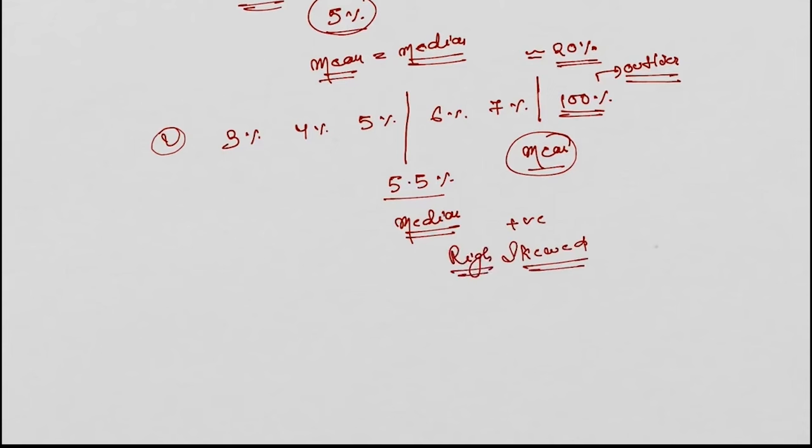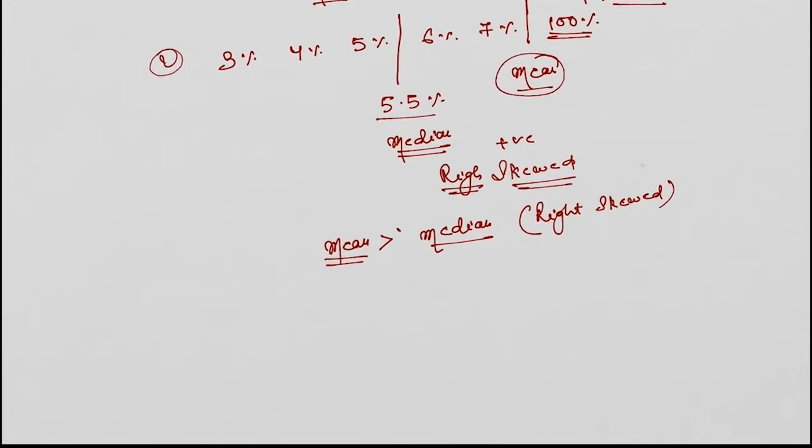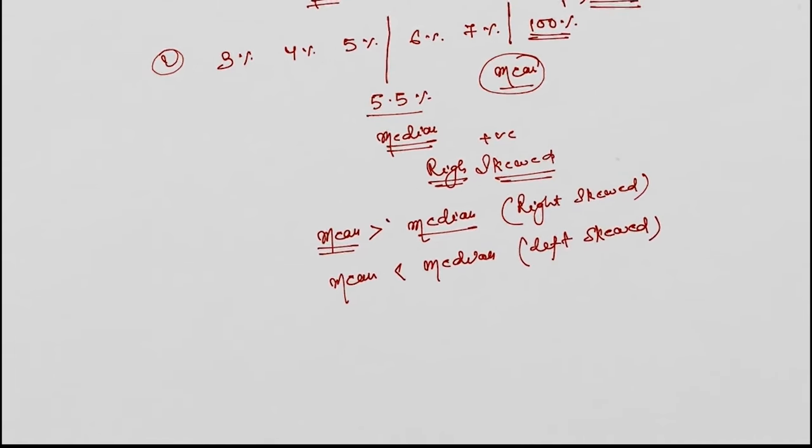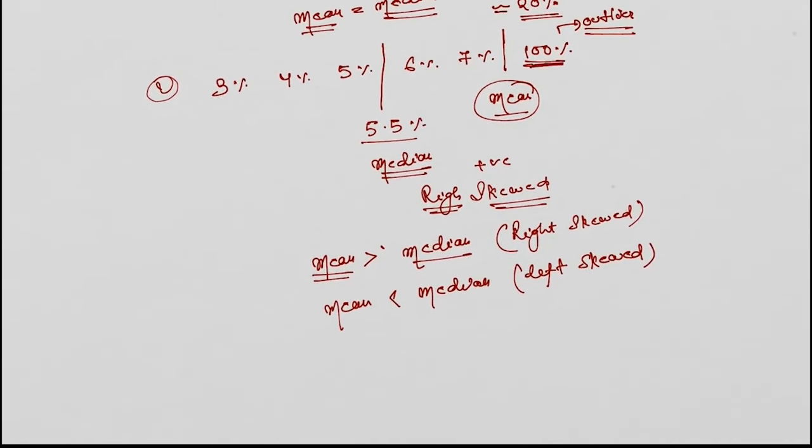So what can we conclude from this data? We can conclude that if the mean is greater than the median, it will be a right skewed data. And if the mean is less than the median, it is a left skewed data. But understand, only adding a value in the right hand direction does not make any data set asymmetric, right skewed or left skewed. It is the magnitude and the scale of the outlier which changes the mean.